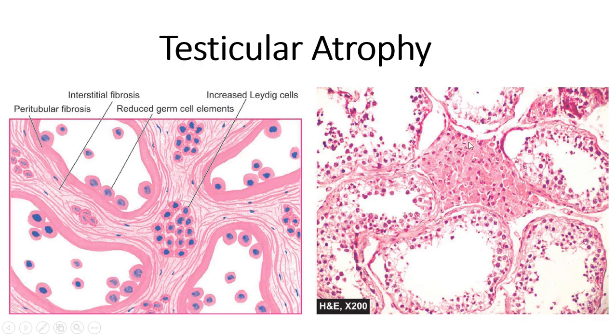You can see here, these are Leydig cells that are close to each other, making the border of the cells not clearly visible. And then this is the seminiferous tubuli with thickening of the basement membrane. And here there will be a significant decrease in the number of spermatogenic cells.